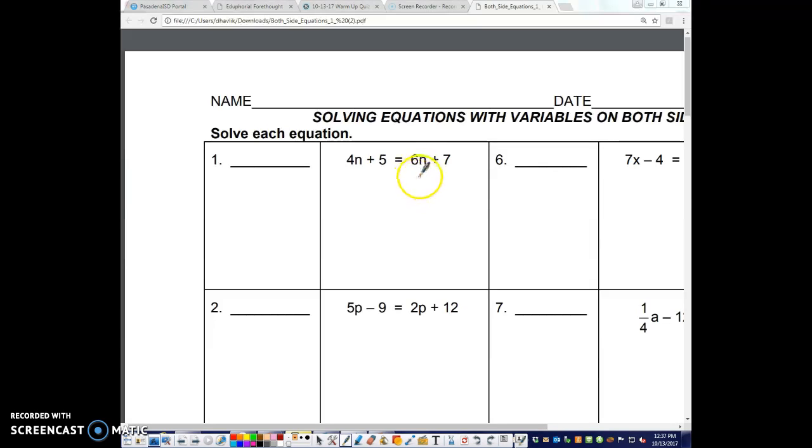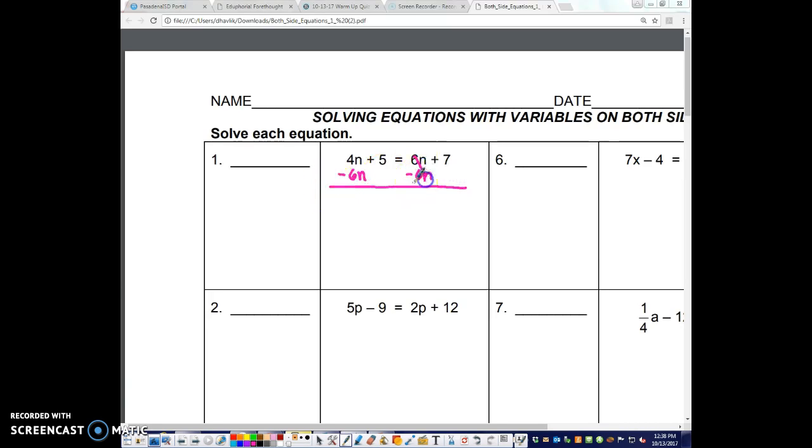So what we're going to do here is I would always suggest to get rid of this side and move it over to this side. You can do either way. It doesn't matter. That's just how I'm going to do it. So I'm going to subtract 6n, and what you do to one side, you must do to the other side. But notice I'm subtracting the n from the n. You cannot subtract 6n from this number because they're different families. You can't do that.